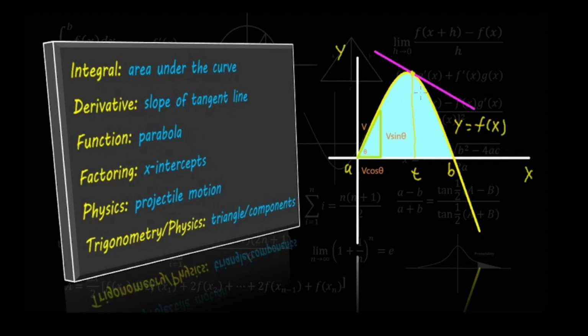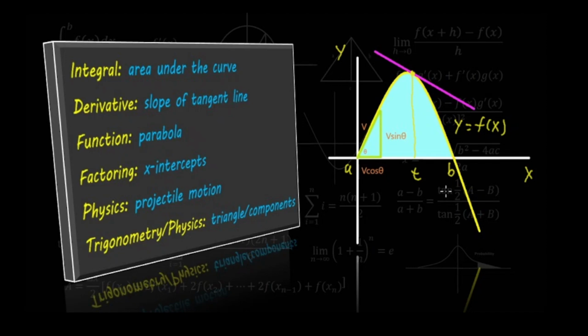Okay, next, physics. Projectile motion. So a projectile motion can be modeled by a parabola function like this. Assuming that air resistance is negligible, then it will be a perfect parabolic shape. And of course, if you factor in the air resistance, then it will not be a perfect parabolic shape.